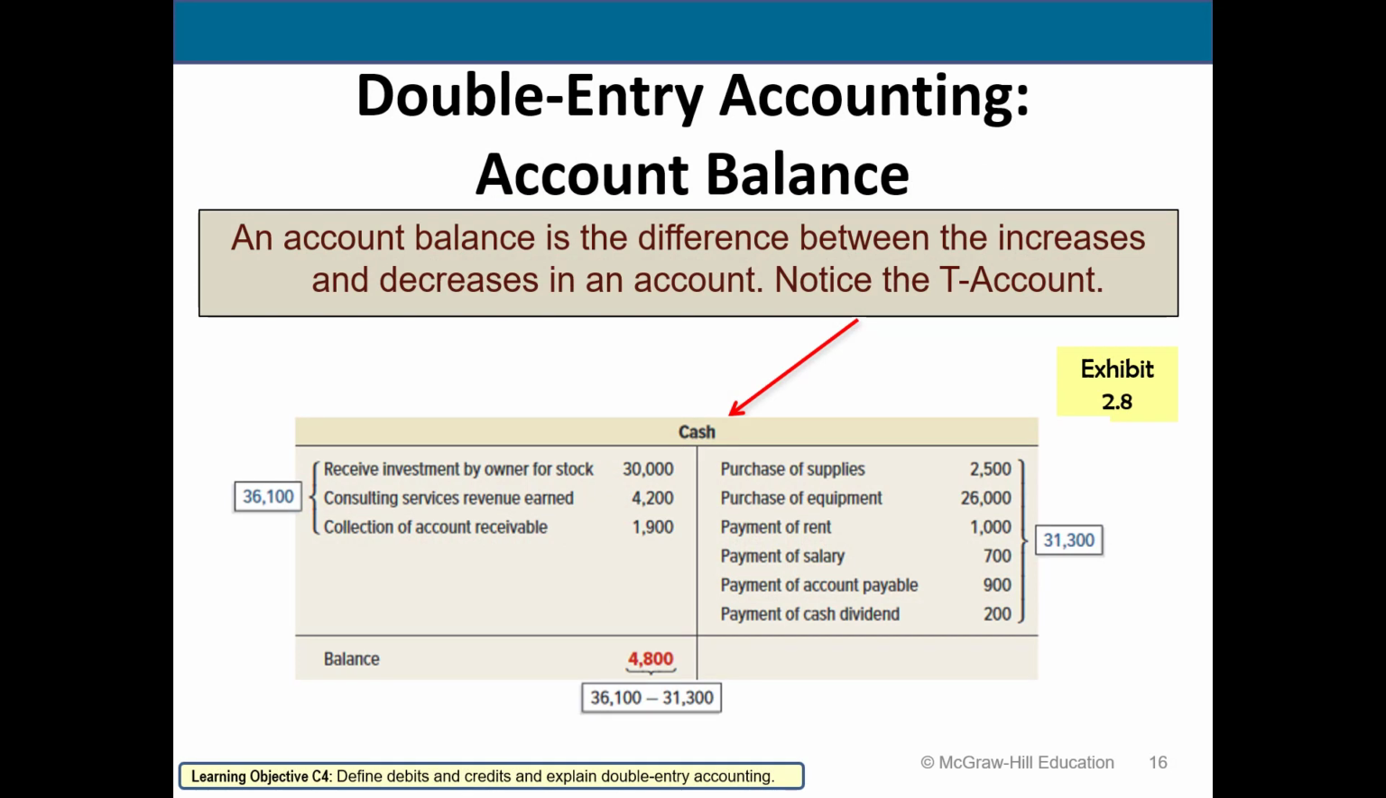This shows how to compute the balance in an account. So this is the cash account. You would add up all of the debits, add up all of the credits, subtract, and that is your balance.